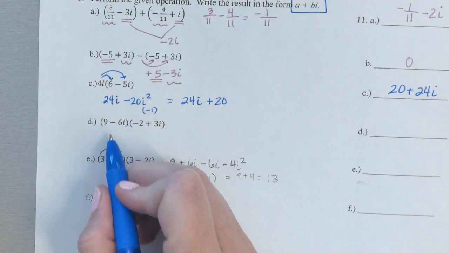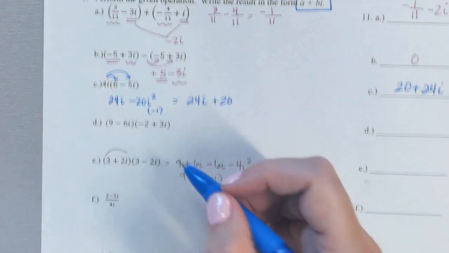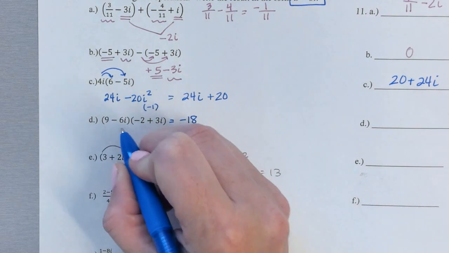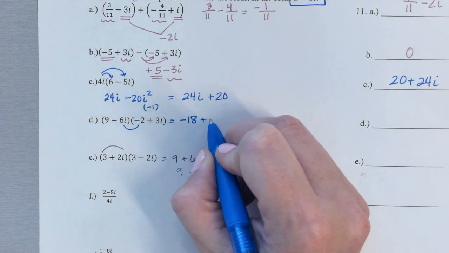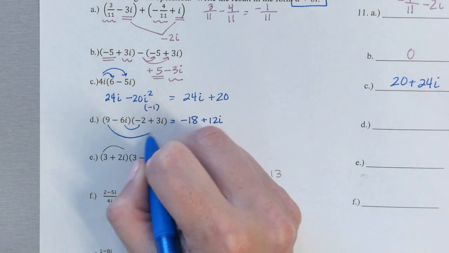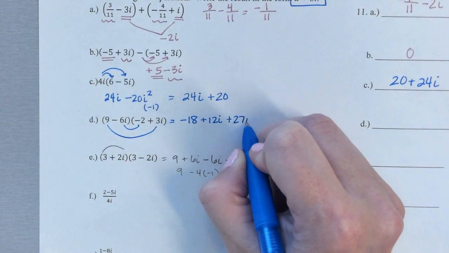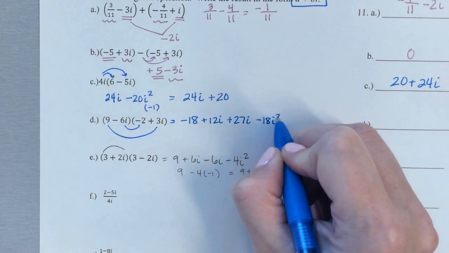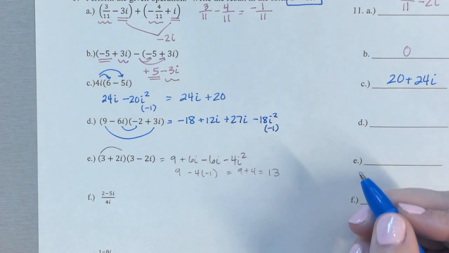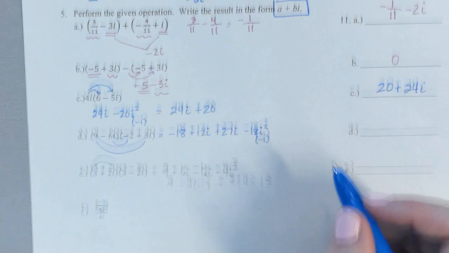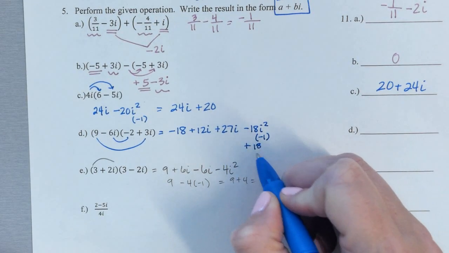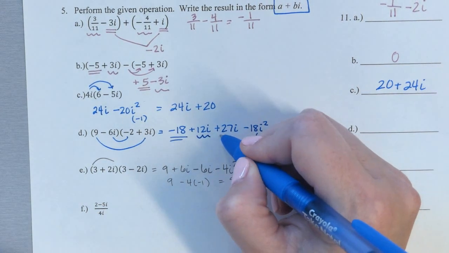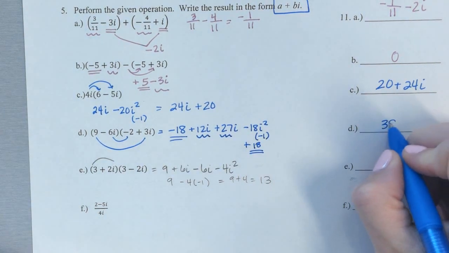Okay? And then for ones like D, you're going to have to FOIL. So when you FOIL, you have negative 18. I like to do the middle. So plus 12i. 9 times 3 is plus 27i, and then negative 6 times 3 is negative 18i squared, which I know I'm going to plug in my negative 1 for that. And then sometimes I'll just make this my plus 18, combine my like terms, those are going to cancel. 12 and 27 makes 39i.